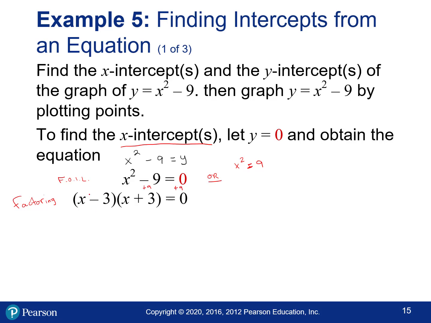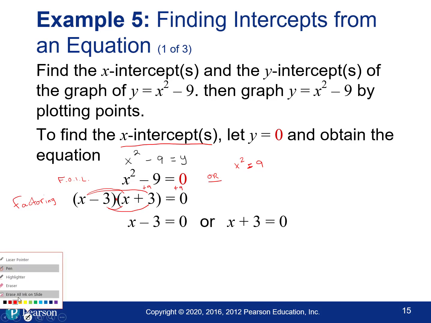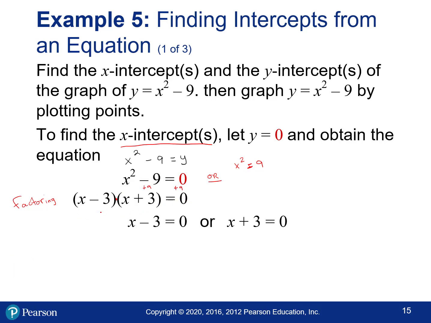If you FOIL this out, first times first, outer times outer, inner times inner, last times last, you will get exactly where you just came from, x squared minus 9. And then whenever you factor and the product is 0, so the whole point of factoring is to be able to go to this next step: anytime you factor and the product is 0, then either the first factor equals 0 or the second factor equals 0.